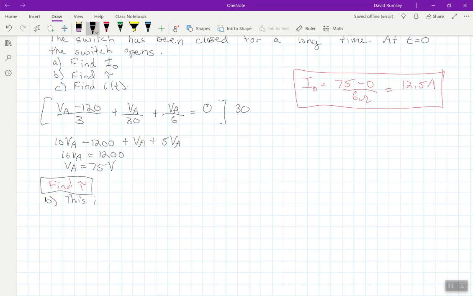This is after the switch has opened. So when it's asking you to find tau, we're always referring to the switch being opened or closed. Now, if I open the switch, I now have the following circuit.